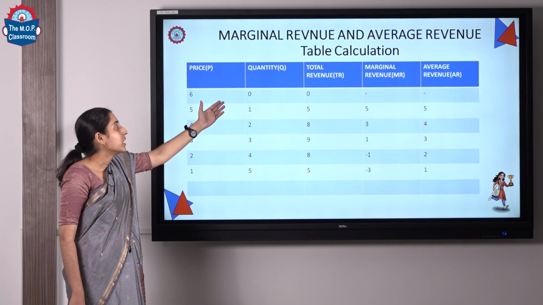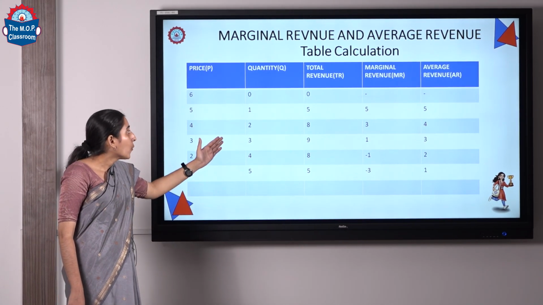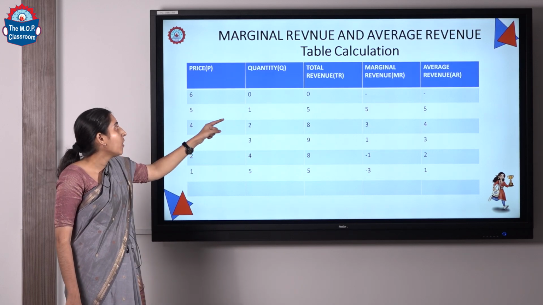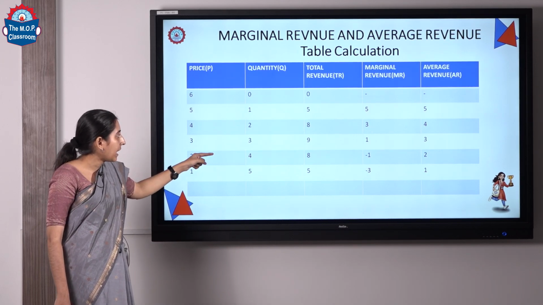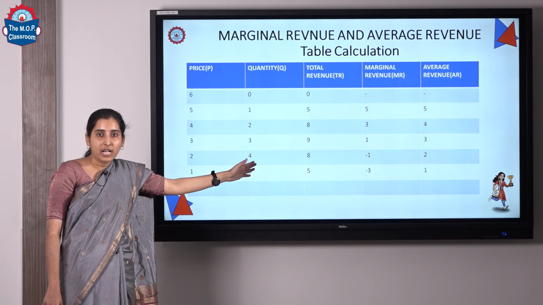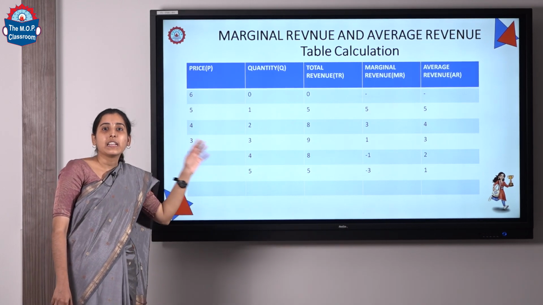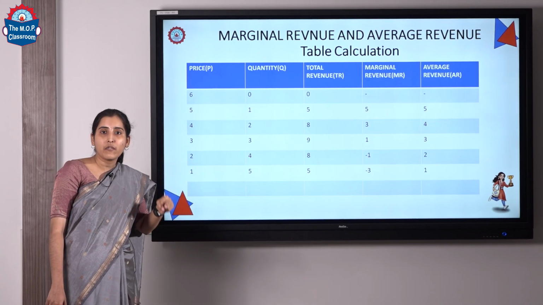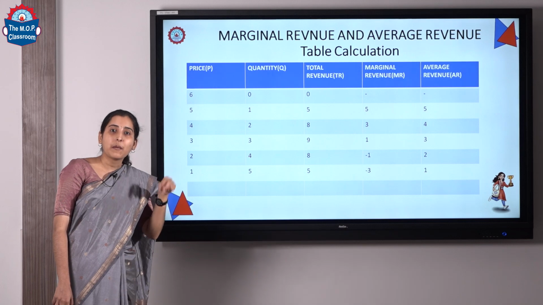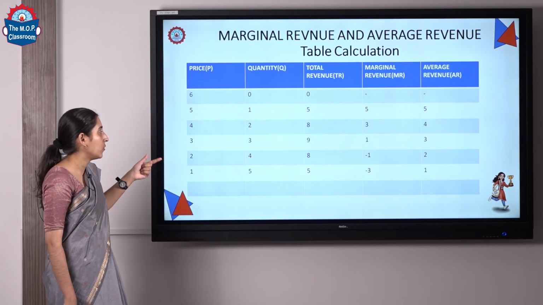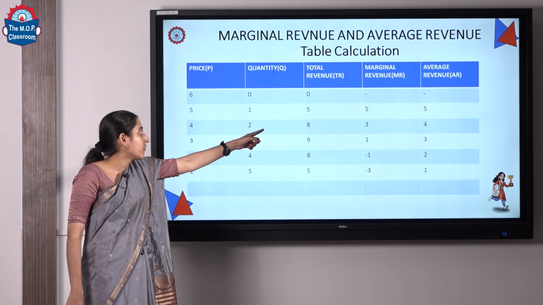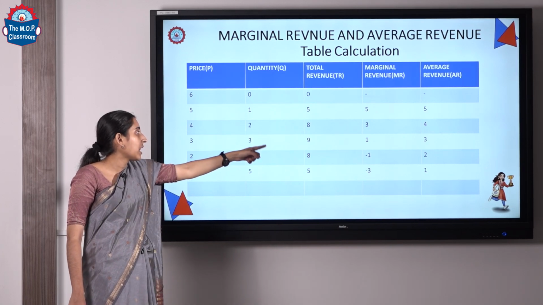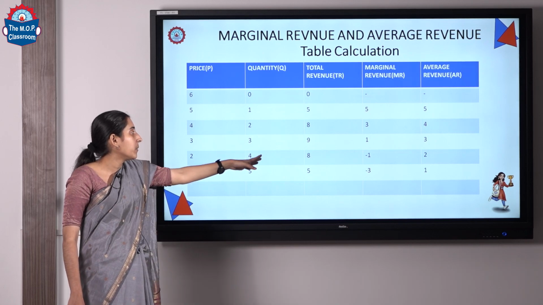See, for example, the total revenue in the table will be a given concept. So, the first unit is 0, followed by 5, 8, 9, 8 and 5. When you talk about the marginal revenue concept, marginal is nothing but the additional unit gained between the total revenue of the second unit, subtracted by the total revenue of the first unit. 5 minus 0 becomes 5, 8 minus 5 becomes 3, 9 minus 8 becomes 1, 8 minus 9 becomes minus 1, and 5 minus 8 becomes minus 3.